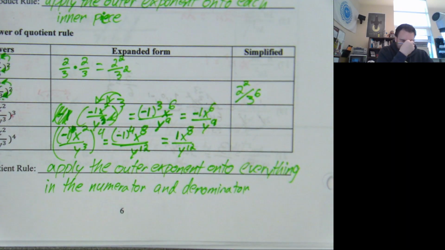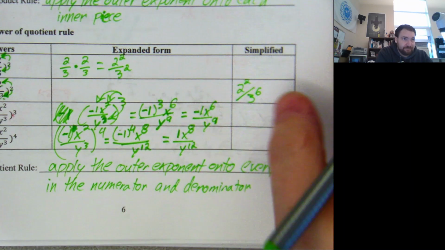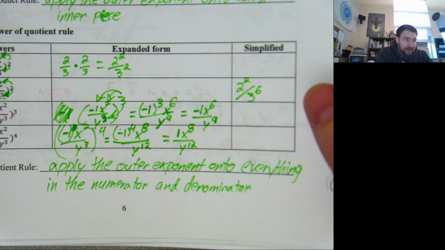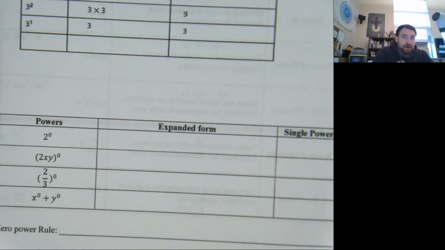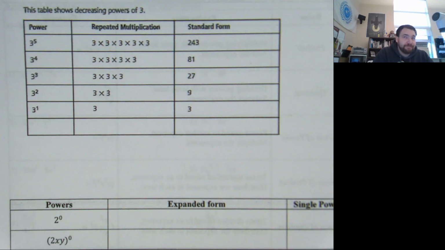And there's one more. But this last one is easy. We like easy, right? And I assure you it is easy. I don't believe you. We're going to flip the page. I'm going to show you how easy this is. The zero power rule.